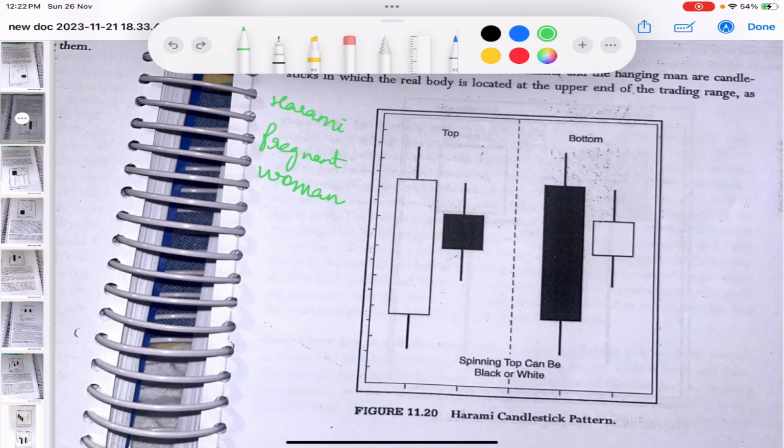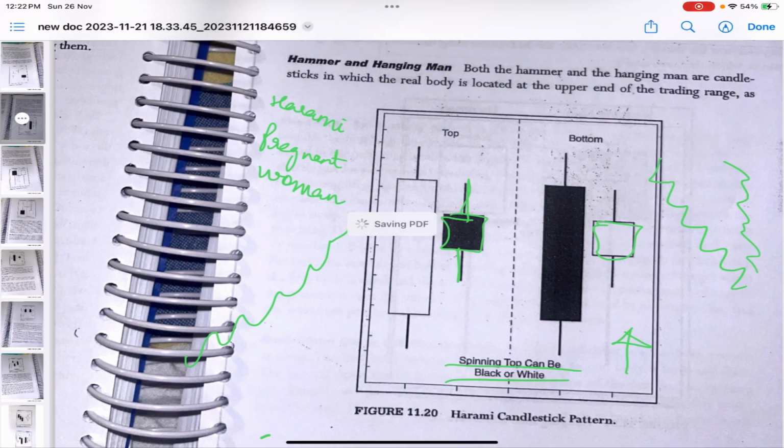Now let's say there's an uptrend going on, and there's a big green candle, and then there's a small baby of red color, then I can assume that a reversal might be in place. And if there's a downtrend going on and this occurs, I can see that a green baby has occurred, so it can again go up. However, you can see that the spinning top can be of either color.